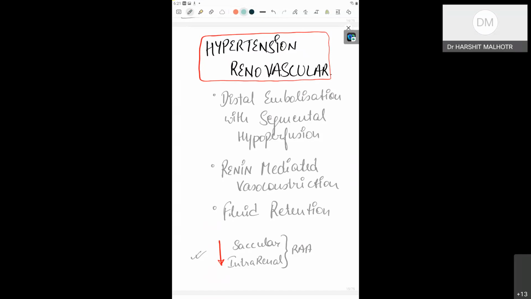Hypertension is commonly not seen. It is basically uncommon in a case of saccular or intrarenal aneurysms. So it is commonly seen in the true variety, more commonly in the fusiform variety, and that too with extraparenchymal involvement, which in general is more common.